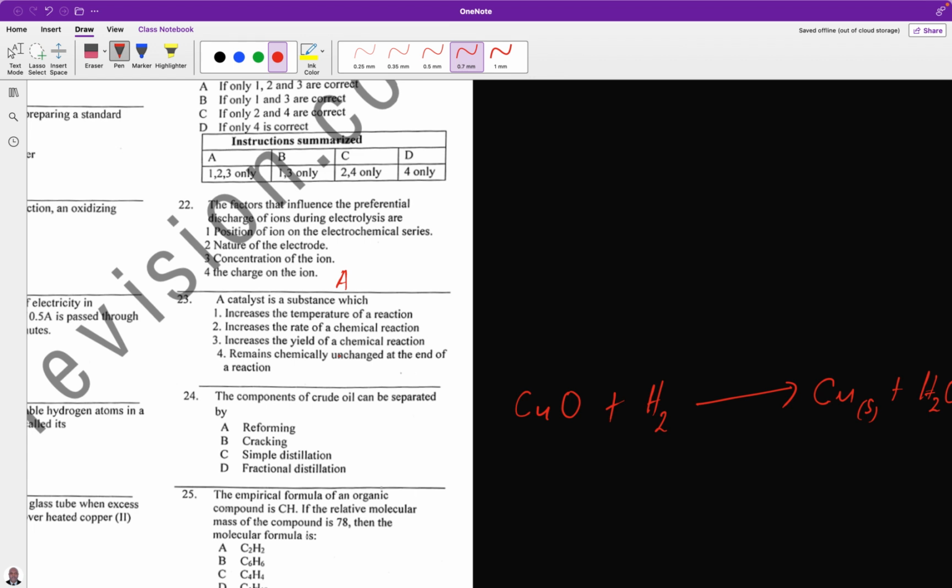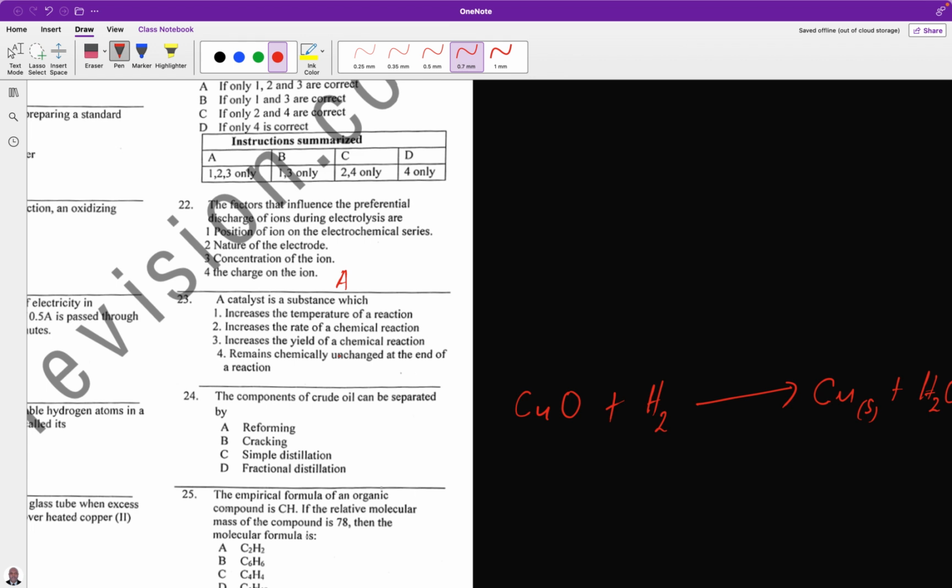Acceptable. A catalyst is a substance which increases the yield of a chemical reaction. Not acceptable. A catalyst is a substance which remains chemically unchanged at the end of a reaction. Acceptable. A catalyst will increase the rate of a reaction by lowering the activation energy. That one, we know it very well.